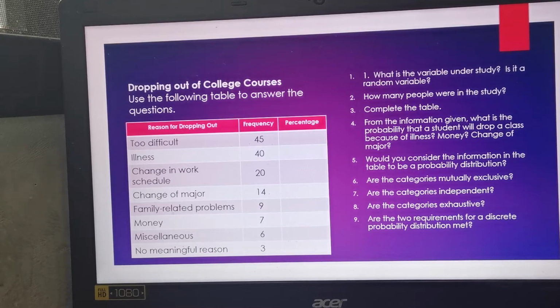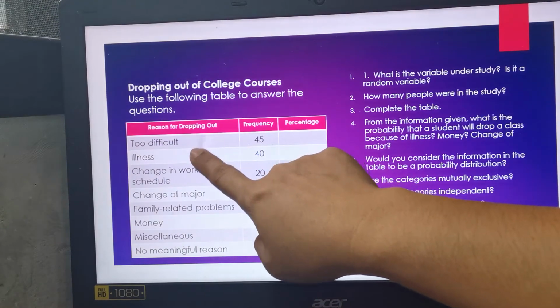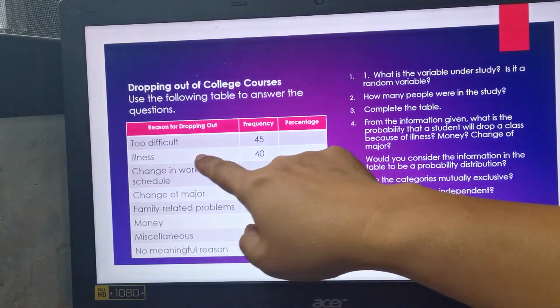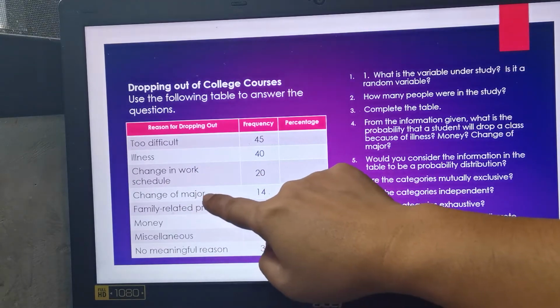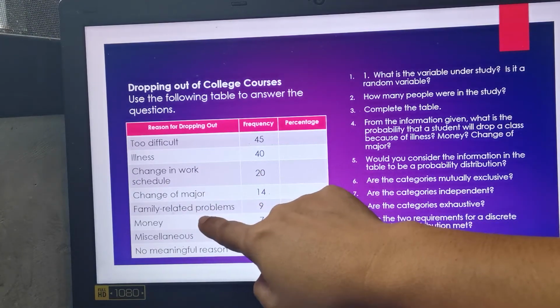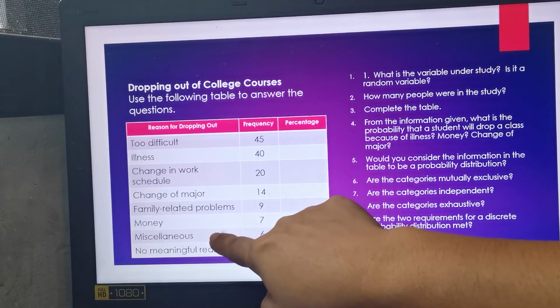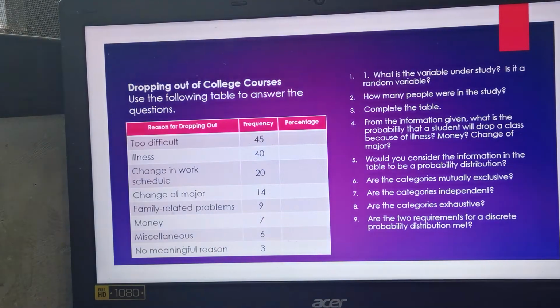Okay, use the following table to answer the questions. Okay, the title of this problem is dropping out of college. So, these are the reasons for dropping out of college. Too difficult daw, mahirap daw, illness, may sakit, change in work schedule, change of major, family-related problems, money, miscellaneous, no meaningful reasons. Ayan. So, there should be a meaningful reason when you drop out of college. Sa hirap ng buhay ngayon, di ba?